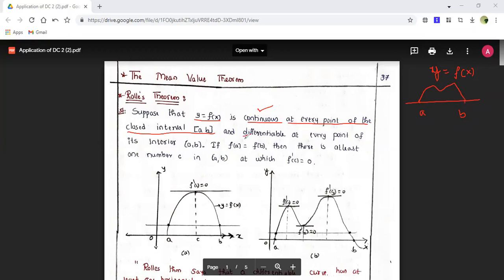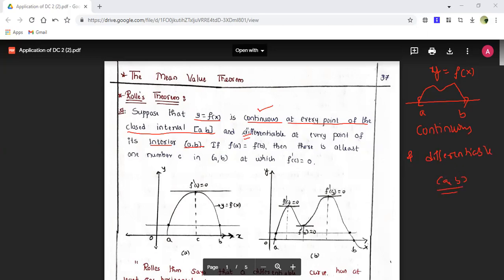And it is differentiable. The given curve is differentiable at every point of its interior open interval AB. So here it is a closed interval. This given function is continuous, and it is differentiable. It is differentiable where? In the open interval AB. So why have we not taken the end points?